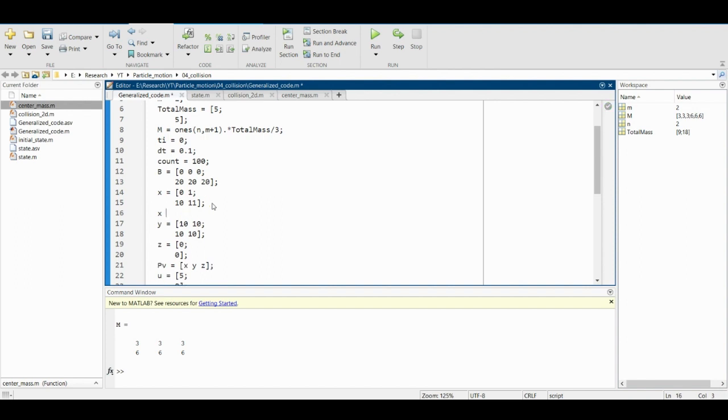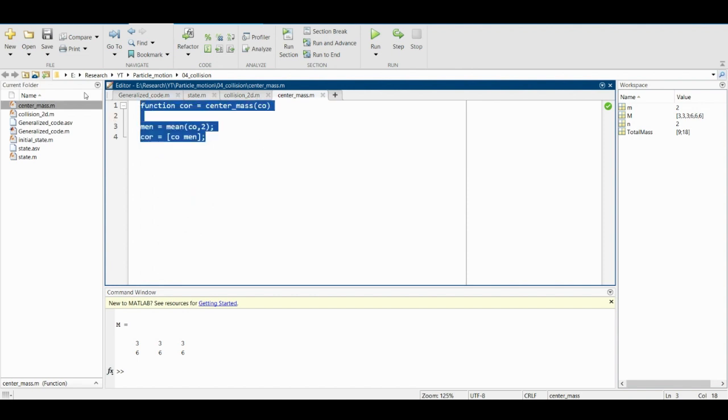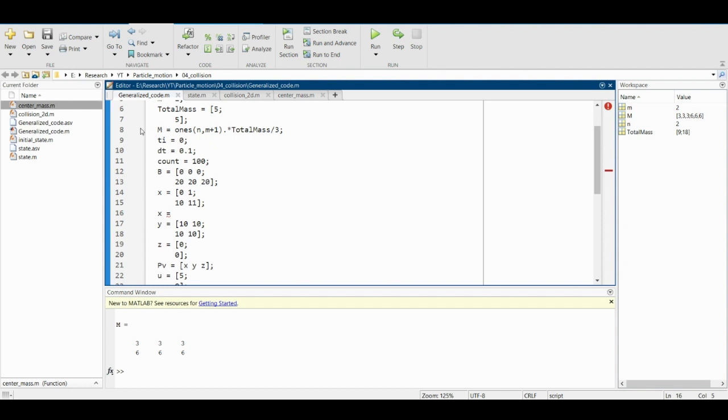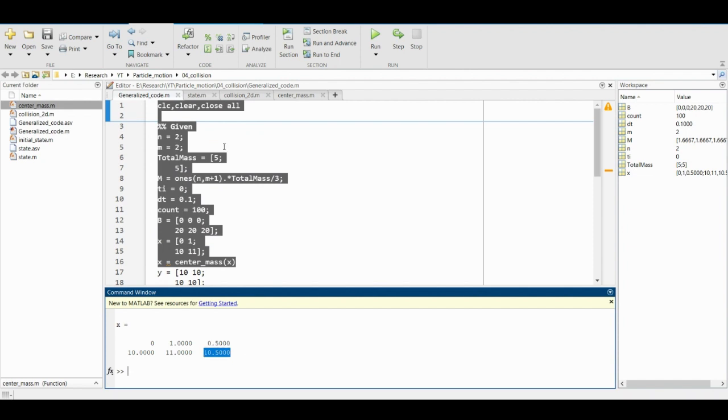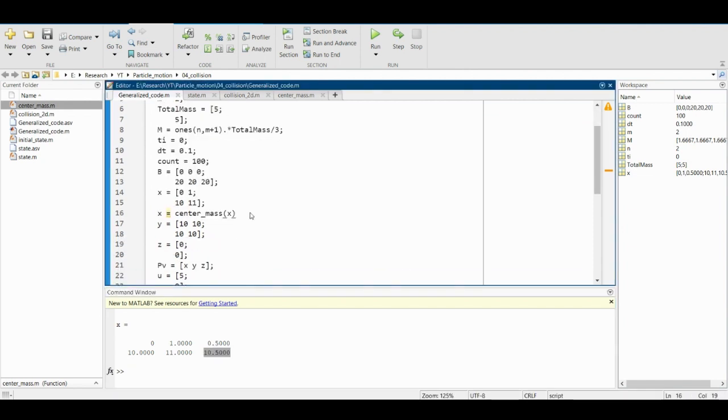I have to include another x. If you have seen one of my lectures, I include another center of mass by using this center of mass function, nothing else. Simple, including the mean at the end of the matrix. Here I have to go for x and x, run it, and you will see the result 0, 0, 1, 1. So at 0.5 and 10.5, it will be the center of mass. Do the same thing for y.